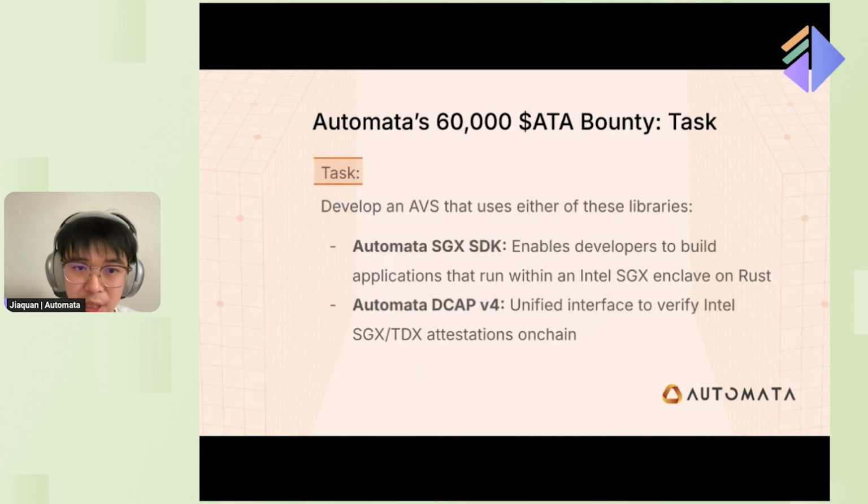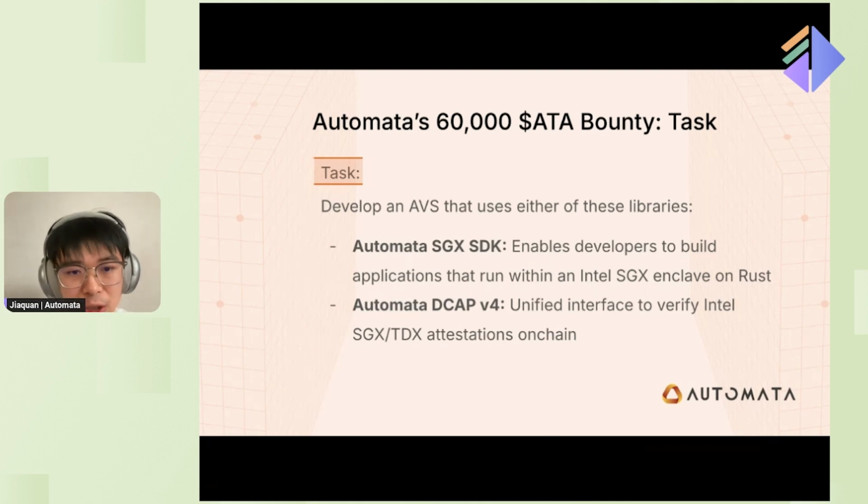And in this AVSthon, Automata released a 60K ATA bounty. Here is the task that we are looking for: to develop AVS that use either the Automata SGX SDK or the Automata DCAP v4 libraries. Later, I will share more details about these two tools and how they work.